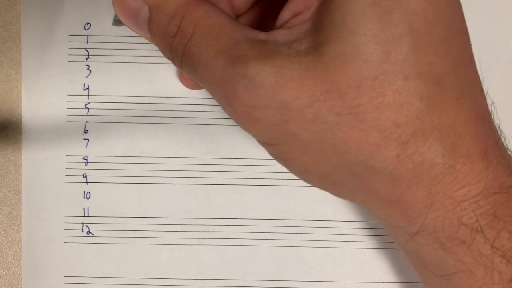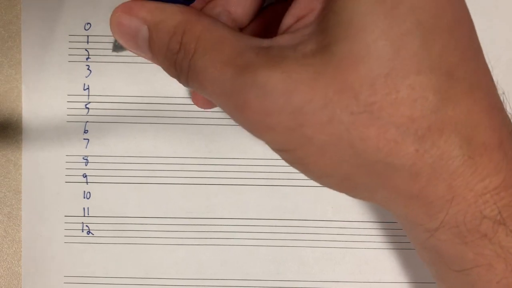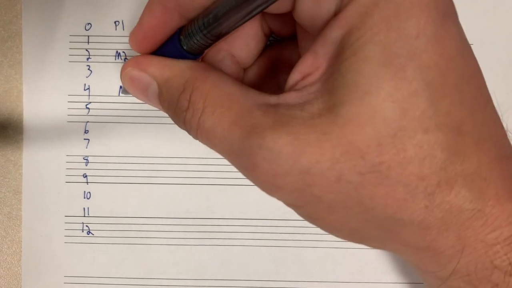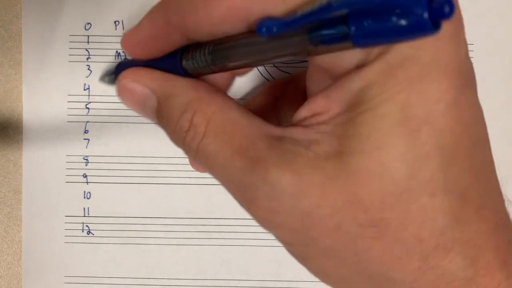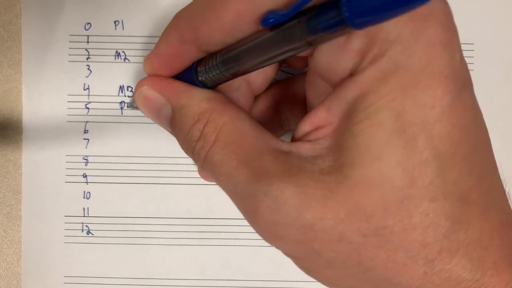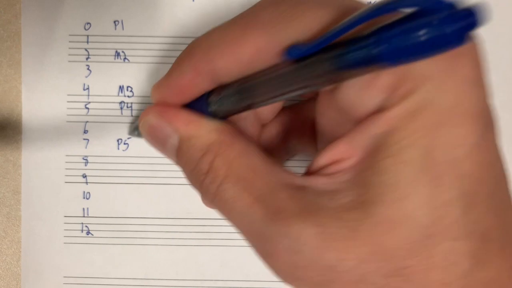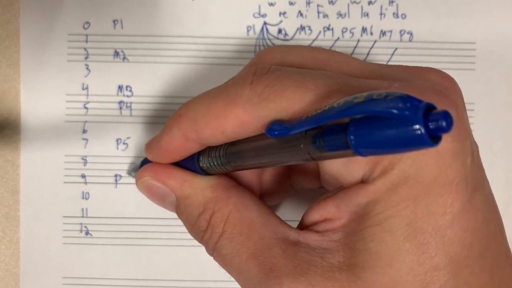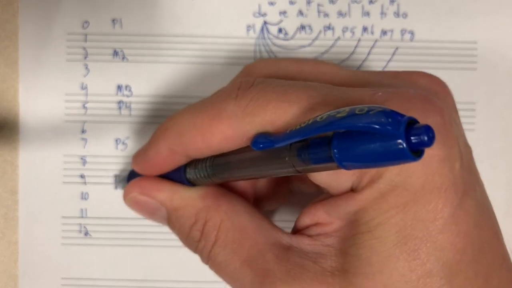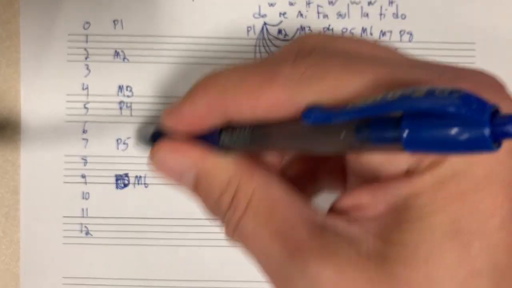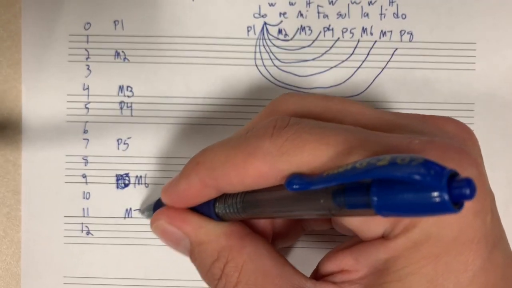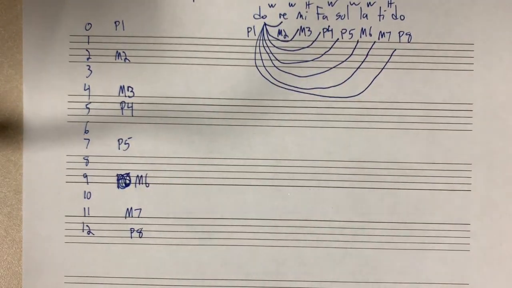And if you go 0, you've got a perfect unison. If you go 2, you've got a major second. If you go 4, a major third. If you go 5, a perfect fourth. If you go 7, a perfect fifth. If you go 9, a major sixth. Oh my God, there's no such thing as a perfect sixth. And if you go 11, you've got a major seventh. And if you go 12, you're back to a perfect octave.